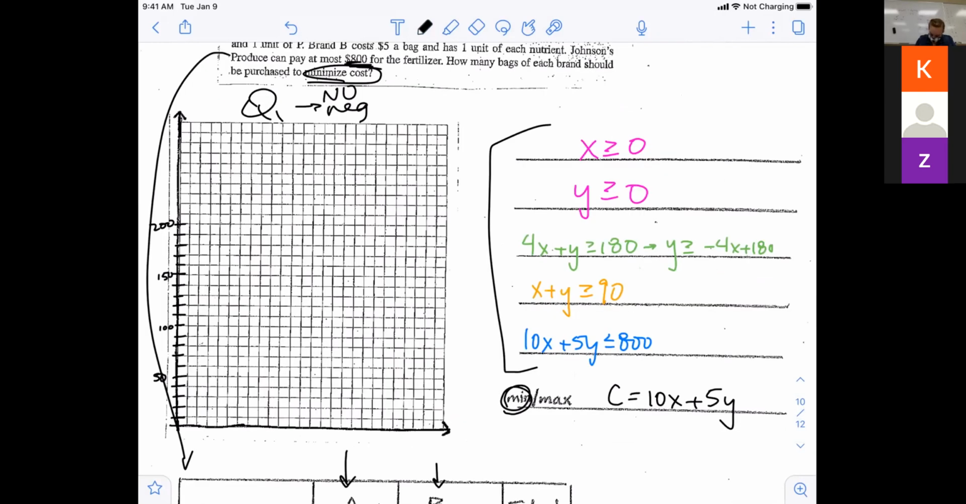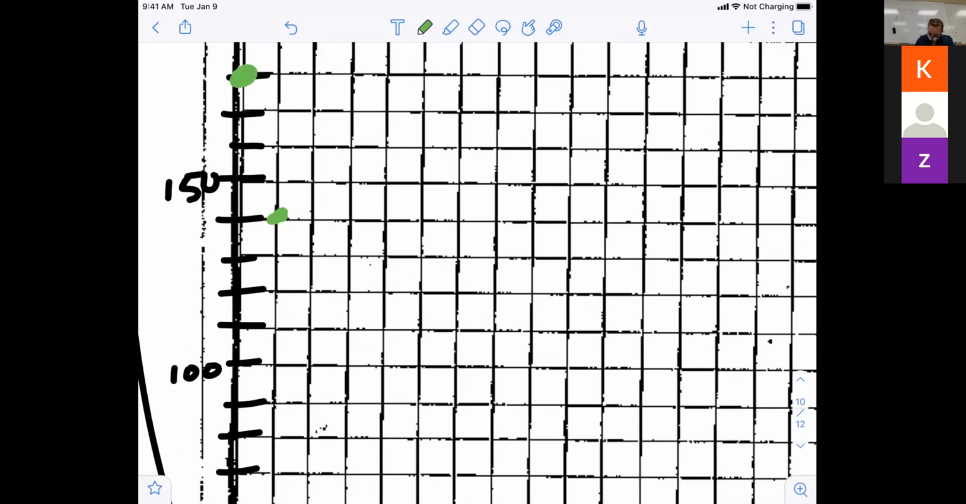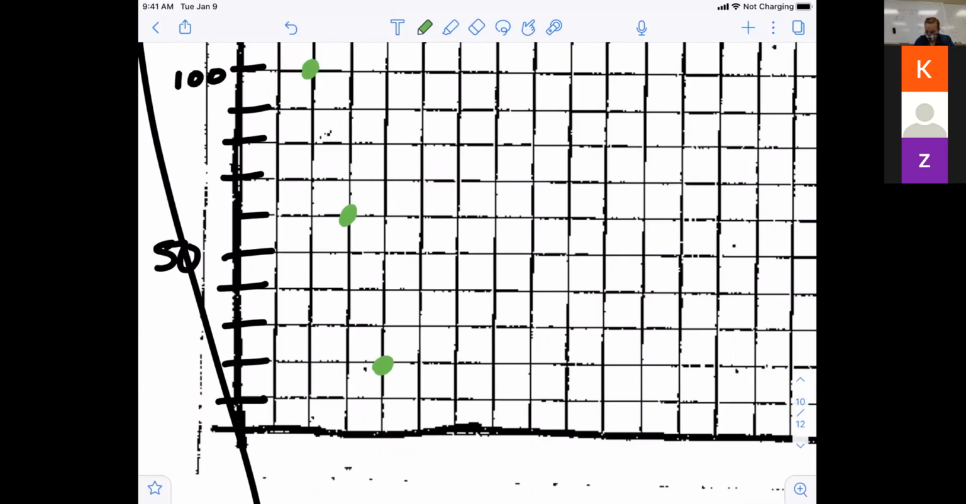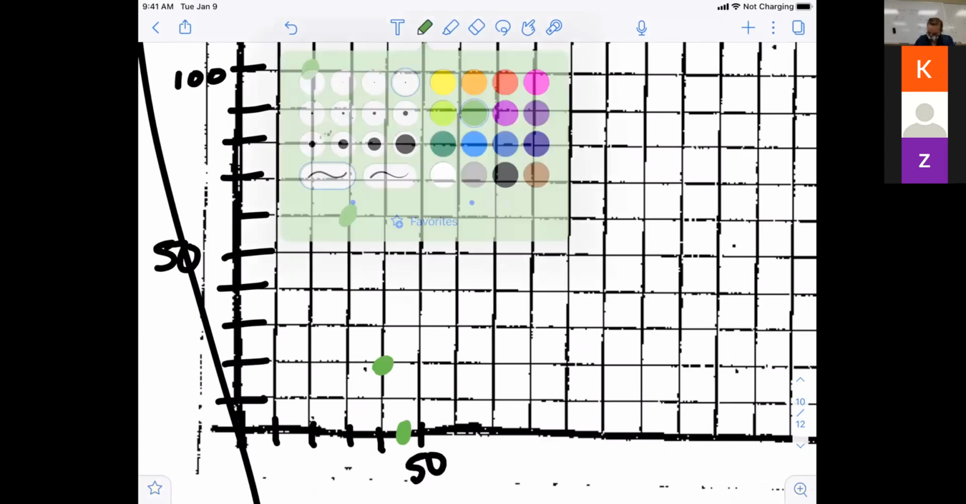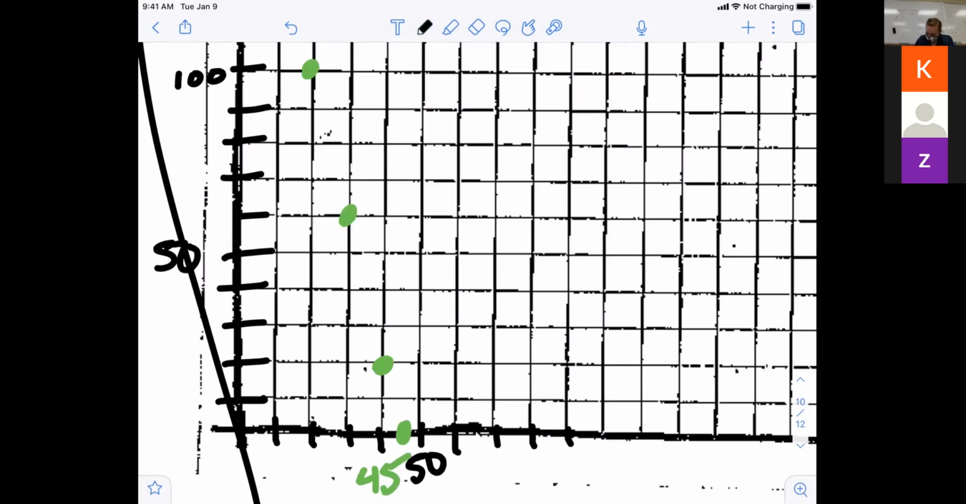So 180, down 1, 2, 3, 4 over 1. 1, 2, 3, 4 over 1. 1, 2, 3, 4 over 1. 1, 2, 3, 4 over 1. Now I get here, I can only go down 2, so I'm going to go down 2 and over 1/2. 10, 20, 30, 40, 50. That means I'm about at 45. 60, 70, 80, 90, 100. 1, 2, 3, 4.